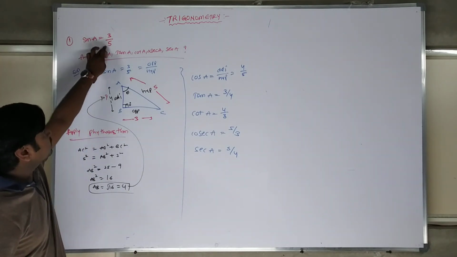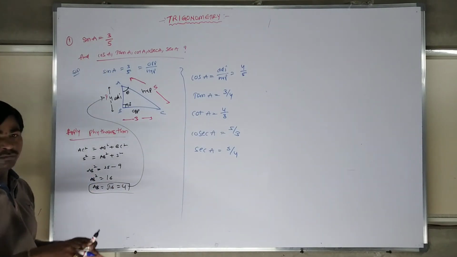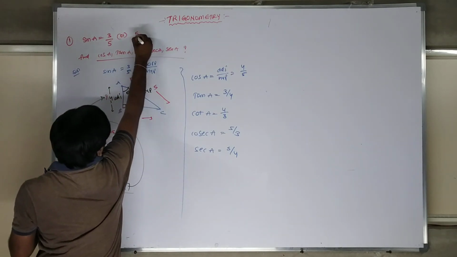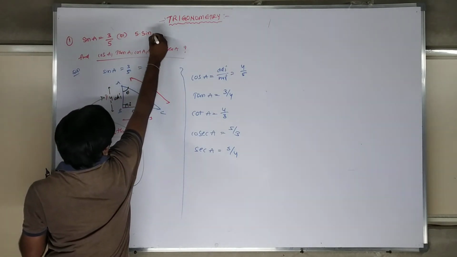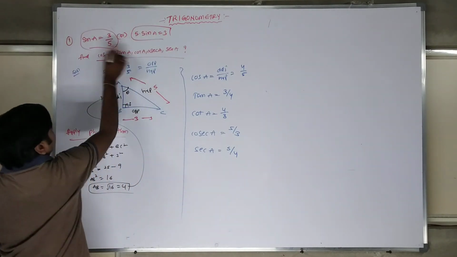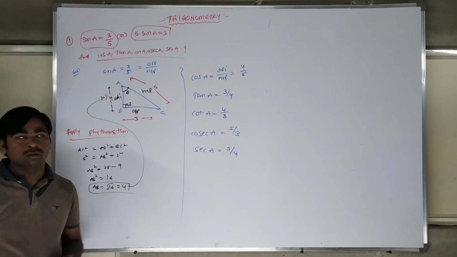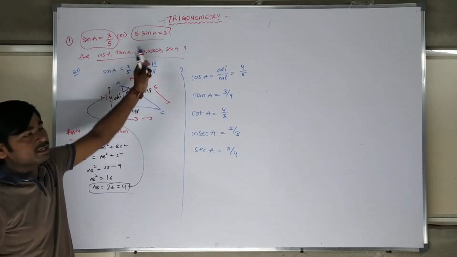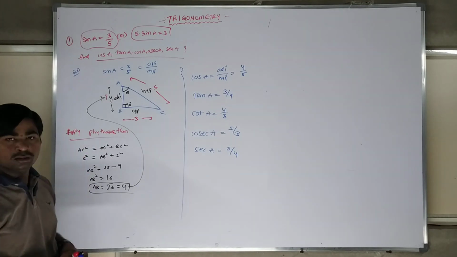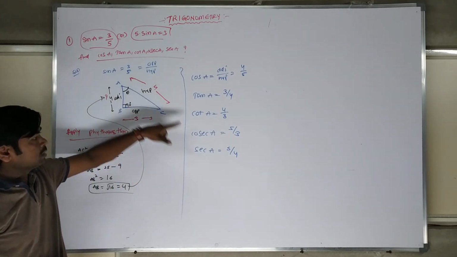They mentioned sin A is equal to 3 by 5. The question can also be asked another way, like this: 5 times sin A is equal to 3. This is also correct. Both questions are the same, the answer is the same. So sin A is equal to 3 by 5, then using the Pythagoras theorem you can find the other side.